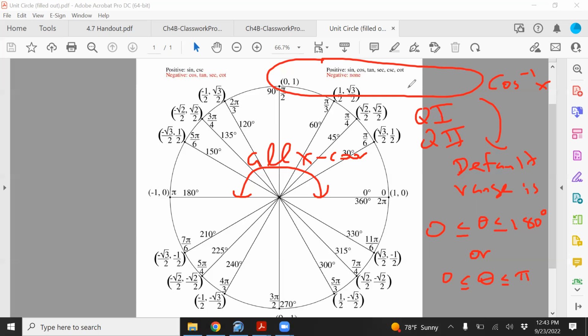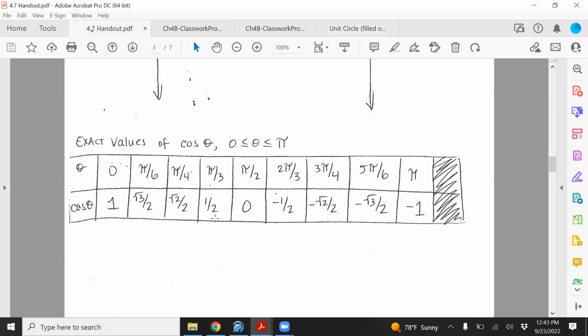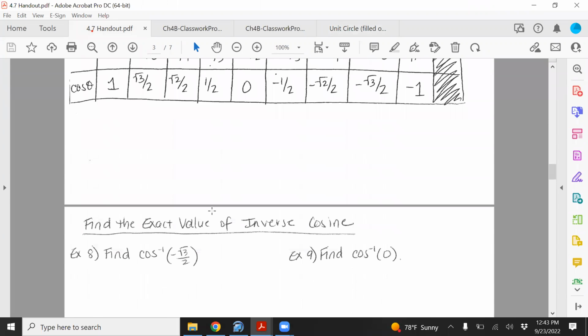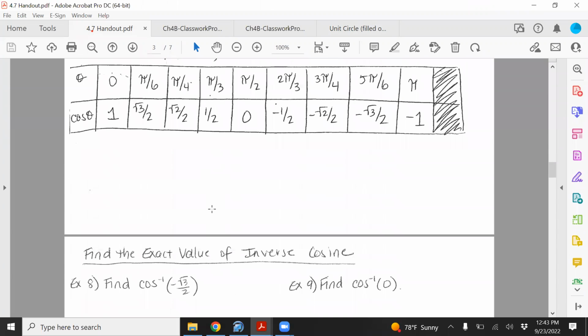Okay. So let's do some examples. And after these examples, you guys can get a start on homework, and we can do the check-in as well. So just to recap, on the unit circle, for inverse sine the range is from negative 90 to 90. And for inverse cosine it's 0 to 180.